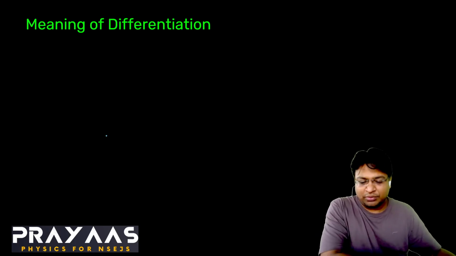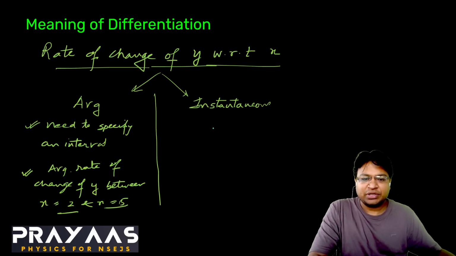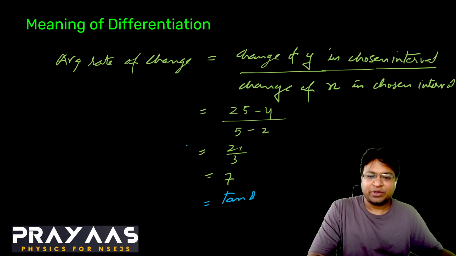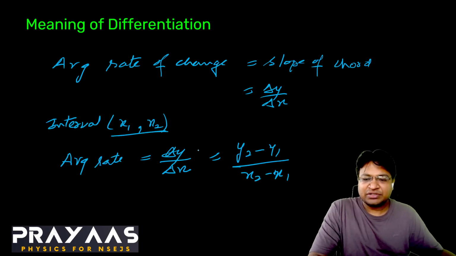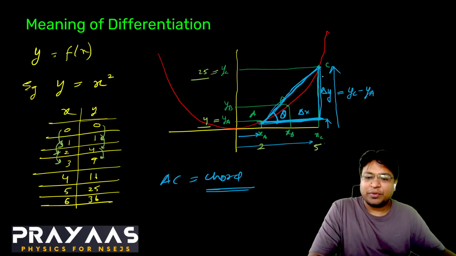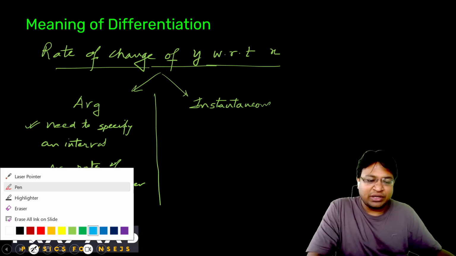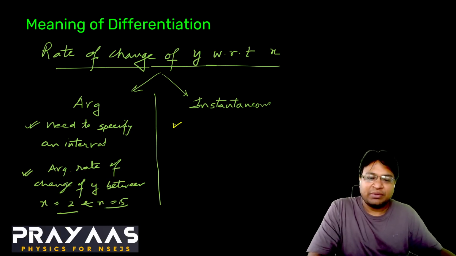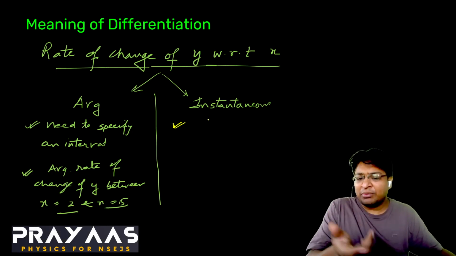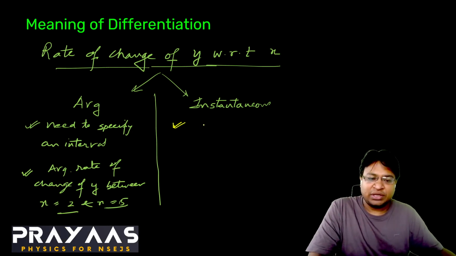Now let's talk about the other kind of rate that I mentioned here, which is called the instantaneous rate. Given that average rate is the slope of a chord, instantaneous rate is the average rate calculated in a very, very small time interval. So when we talk about instantaneous rate, we need to specify an instant. Now, what does this mean?